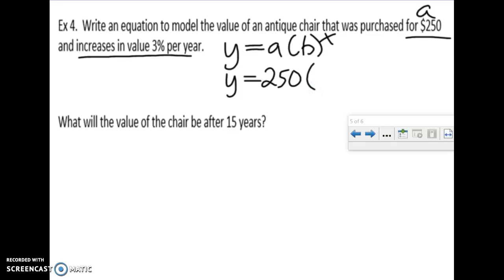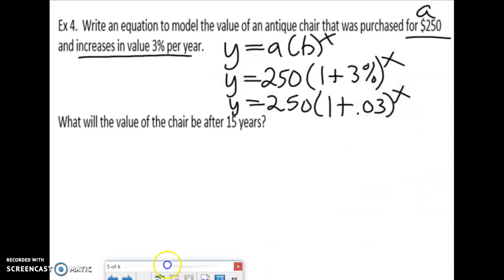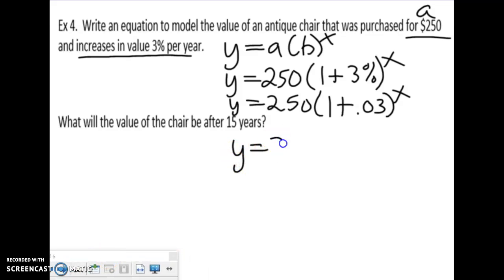And because it's increasing, we got to think of it as being 1 plus that 3%. And we want to do that for x number of years. Well, how can we add that together? We keep the 1. We want to change the 3% to a decimal, 0.03. And 0.03 plus 1 is good old-fashioned 1.03. Okay, so that's just the 3% increase for that antique chair.